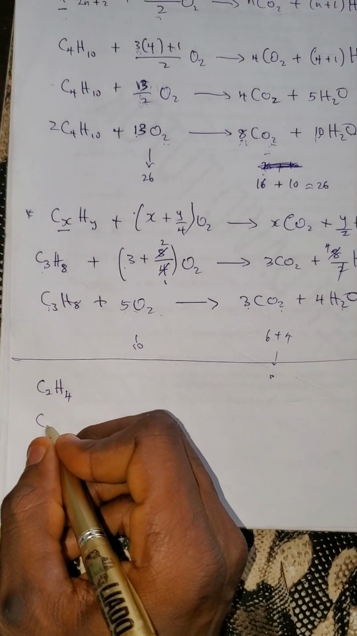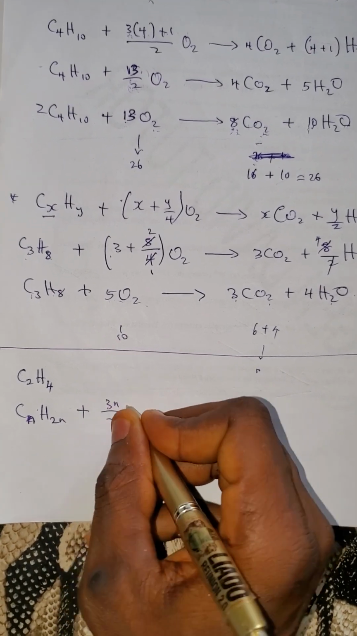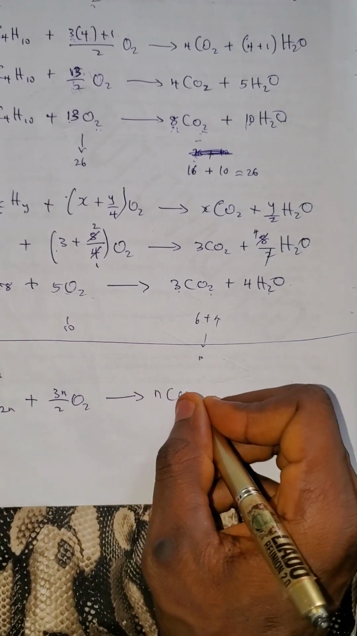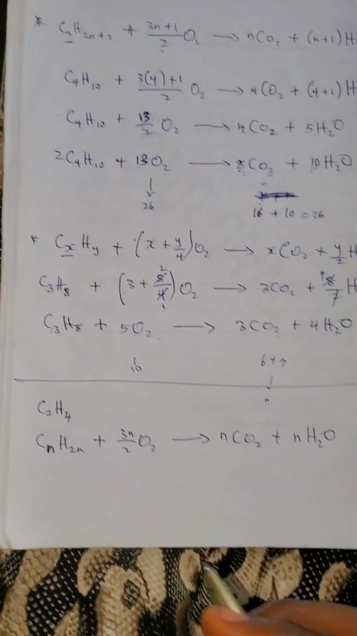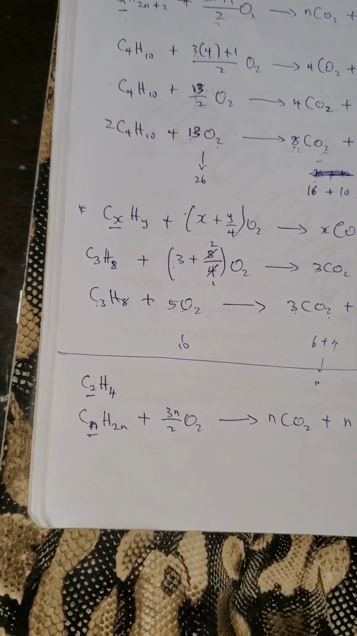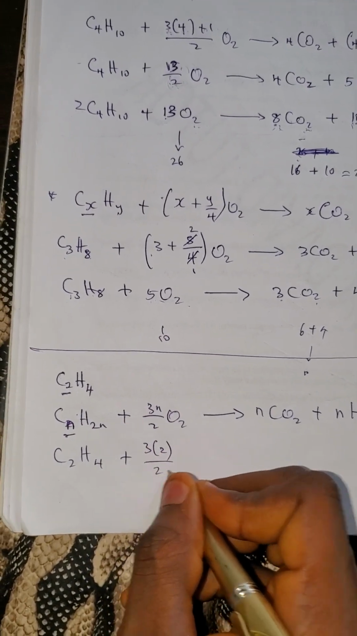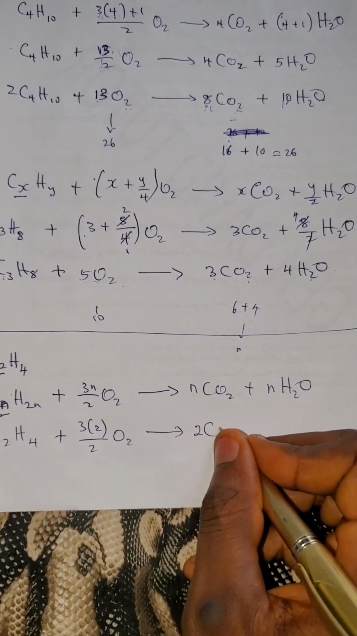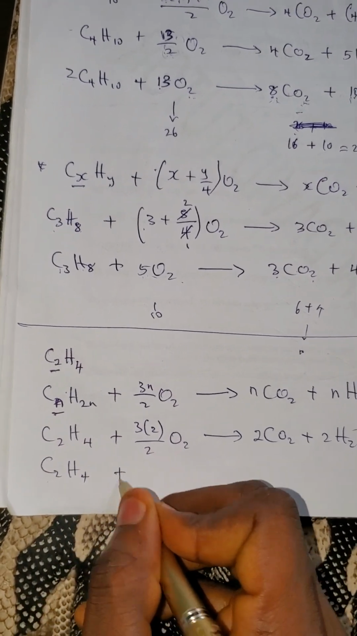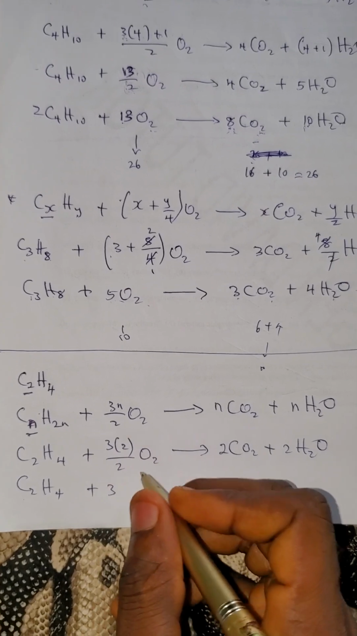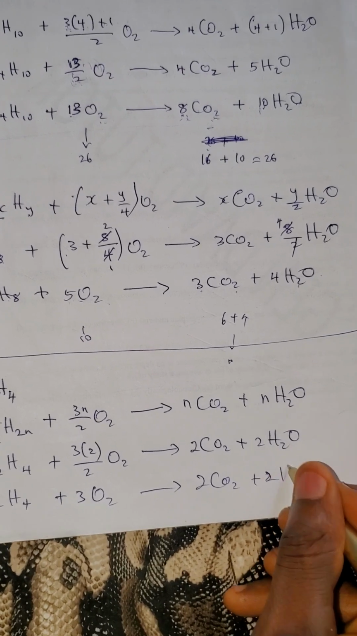Don't forget, if you are to balance this, the formula I gave you is CnH2n plus 3n over 2 O2 to give you nCO2 plus nH2O. So if you now have this, that means our n is what? Is 2, according to this. Now because we have C2H4 plus 3 into bracket 2 over 2 O2 to give us 2 CO2 plus 2 H2O, this becomes C2H4 plus 3 times 2, that's 6, over 2, that's 3 O2 to give us 2 CO2 plus 2 H2O.